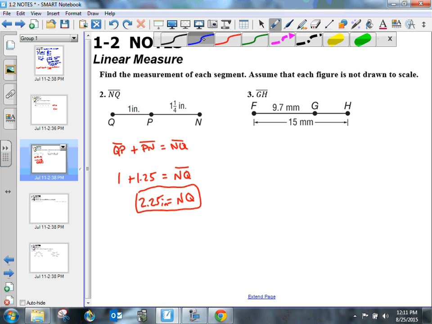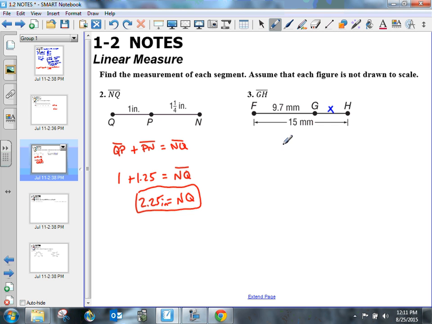Number 3 says we want to find GH. Okay, so I don't have a length for GH. I'm going to just go ahead and call this X. Okay, and by the segment addition postulate, I know that FG plus GH, which is what we're trying to find, is equal to FH, the whole thing, okay? So I set this up every time just so I set everything else up right. And so FG is the value of 9.7 plus the value of GH, which I'm just going to call X for right now, and I'm going to set that equal to 15, okay?